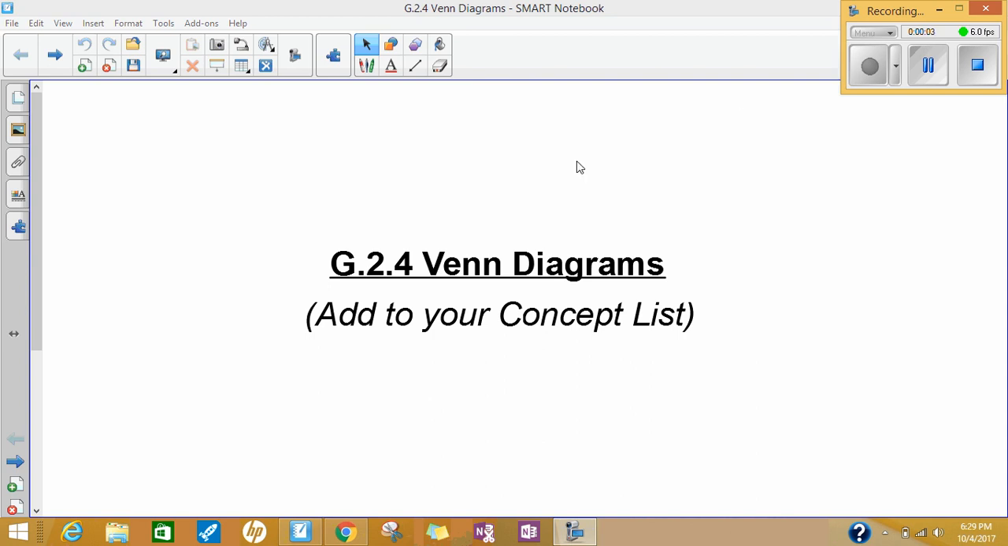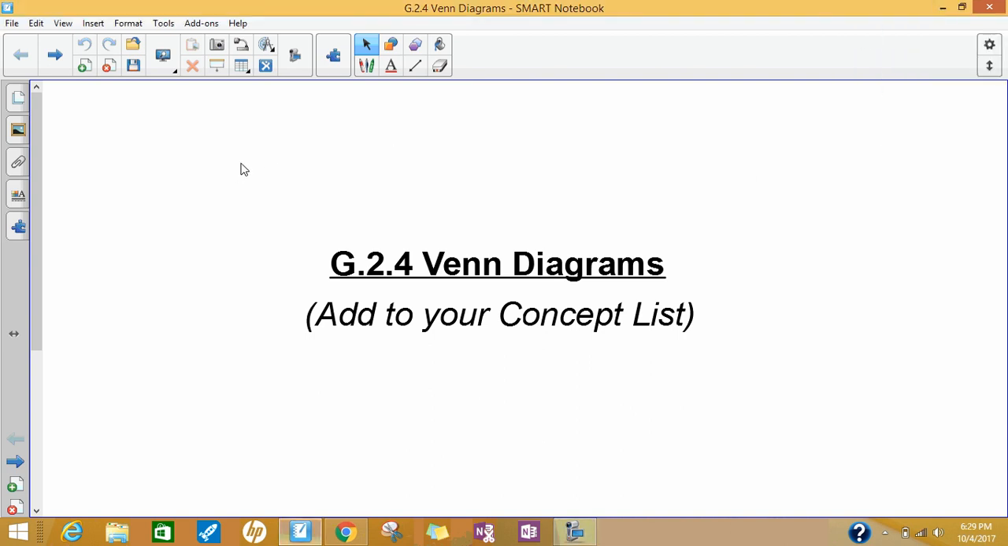Hey guys, today we're going to talk more about Venn diagrams. We spoke a little bit about them when we talked about conditional statements, and we're going to go into more detail today. You might recognize Venn diagrams from some other classes.